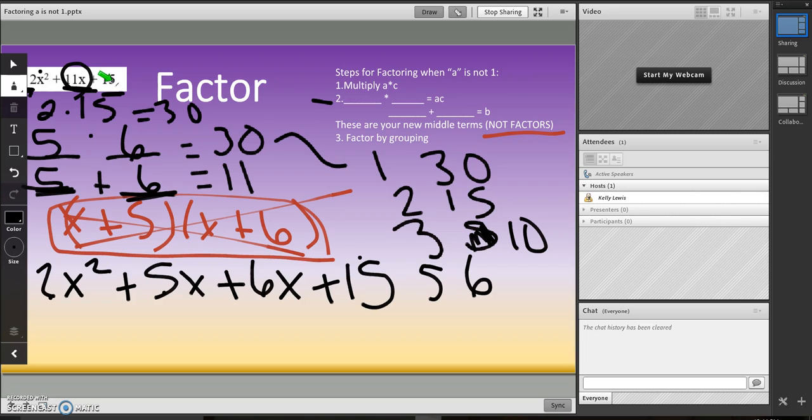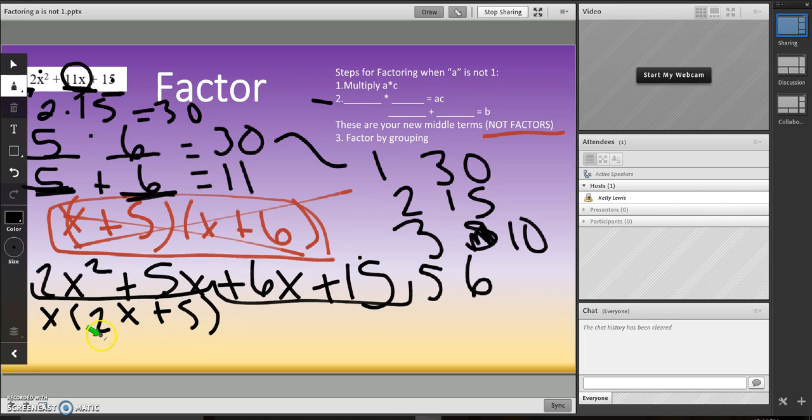Now I'm going to factor by grouping. All right, so 2x squared and 5x, you can take out an x. We have 2x plus 5 left over, because x times 2x is 2x squared, x times 5 is 5x. Remember, this guy has to be the exact same. Okay, and so if I had a 6x and I'm left with the 2x, what I took out was a 3. So let's check it. 3 times 2, 6. 3 times 5, 15.